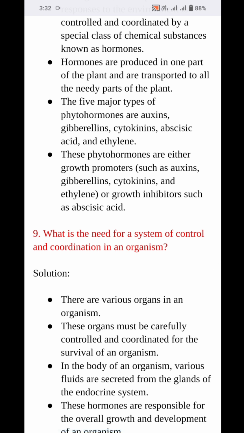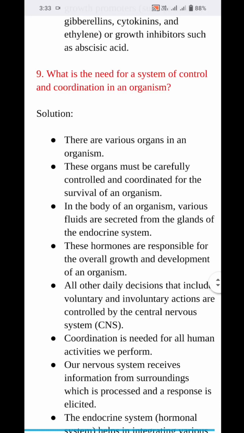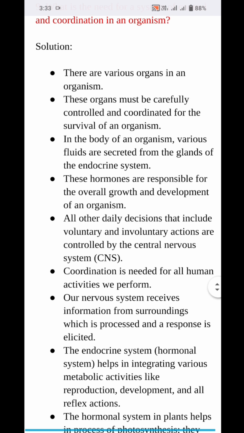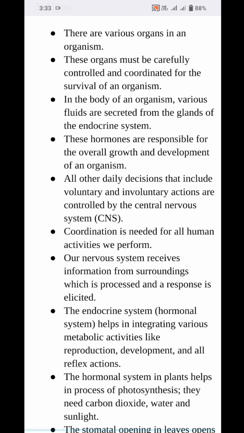These phytohormones are either growth promoters such as auxins, gibberellins, cytokinins and ethylene, or growth inhibitors such as abscisic acid. Question number 9. What is the need for a system of control and coordination in an organism? Answer. There are various organs in an organism. These organs must be carefully controlled and coordinated for the survival of an organism.